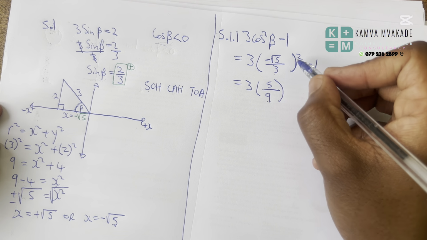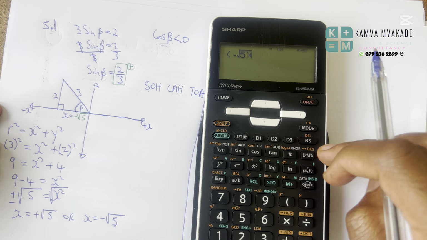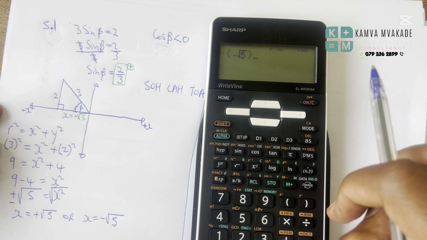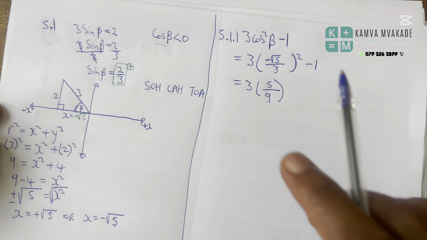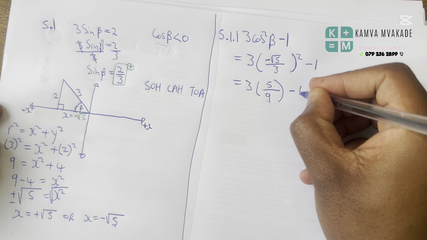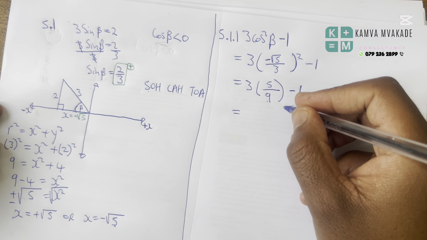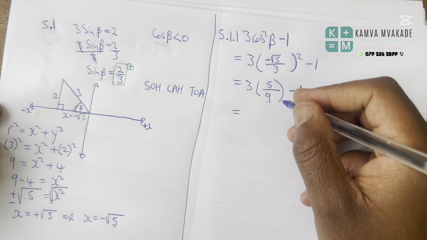root of 5 squared. This is going to give us positive 5. And then it says minus what? Minus 1. So we're going to have 15 over 9 minus 1. And then this multiplied by 9. This is going to be 15 over 9 minus 9 over 9.